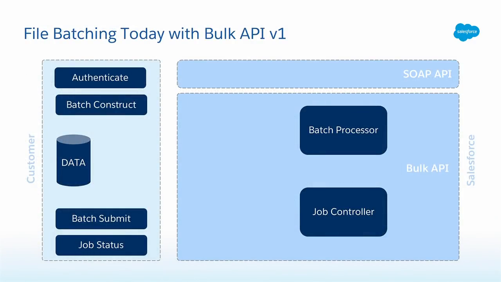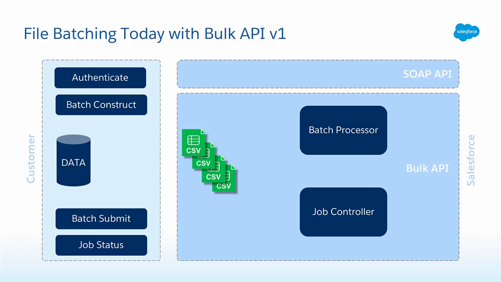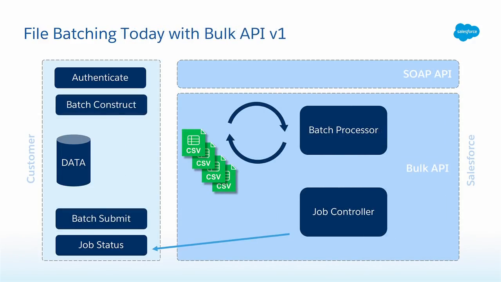So bulk API v1 is, as the name would suggest, our initial and first version of the bulk API. Now, with bulk v1, you have to take your data and create batches, which are then uploaded to Salesforce. So in this illustration, you can see that on the customer side, we've created the data, created multiple CSV files, uploaded those CSV files all to the Salesforce side, and then on the server side, we'll go through and process them. You'll request the status of the job, and then you'll get the job status back.